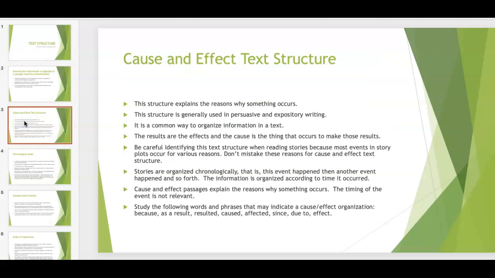The first text structure is cause and effect. This structure explains the reasons why something occurs. This happens because of this. For example, lots of rain cause flooding. So the cause is lots of rain. The effect is flooding. So this is a text structure that you'll see when we're reading different texts in this particular course.